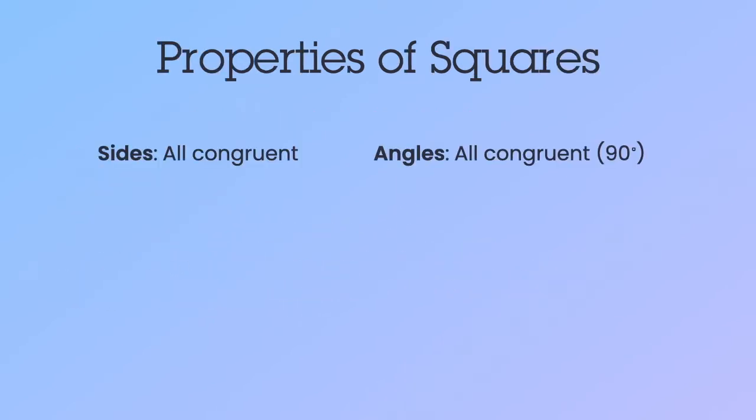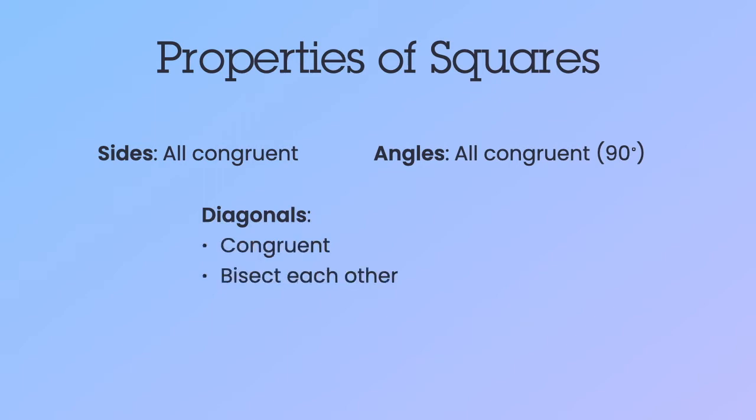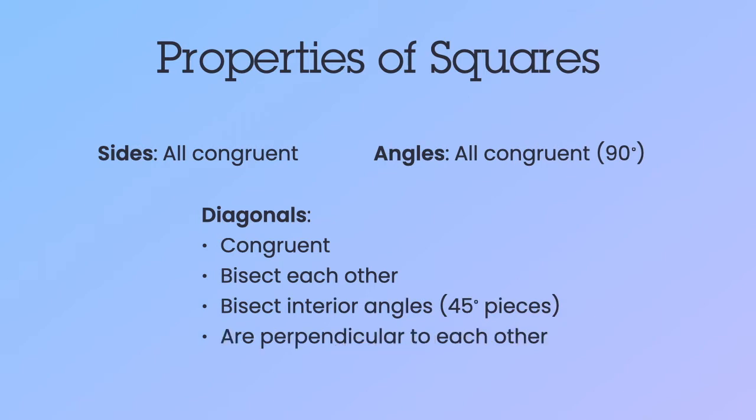So to summarize this, all of your sides are congruent, all of your angles are congruent, and your diagonals not only are congruent, but also bisect each other, bisect the interior angles, and are perpendicular to each other.